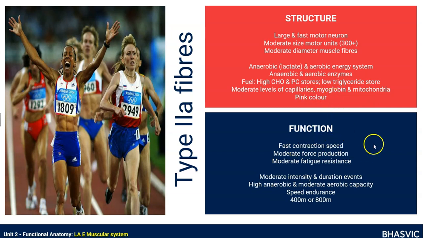And as you can imagine, functionally, they're fairly fast contraction speed, probably not as fast as type 2X, maybe moderate force production, moderate fatigue resistance. They don't fatigue as much as type 2X, they fatigue more than type 1, so it's in the middle. So these guys are for moderate intensity. These would be recruited to work for you if you were doing moderate intensity and duration events. So things that needed you to work fairly hard, but for a fairly long time. They have high anaerobic and moderate aerobic capacity. These are your speed endurance type of fibres, your 400, your 800, probably even your 1500 metres.